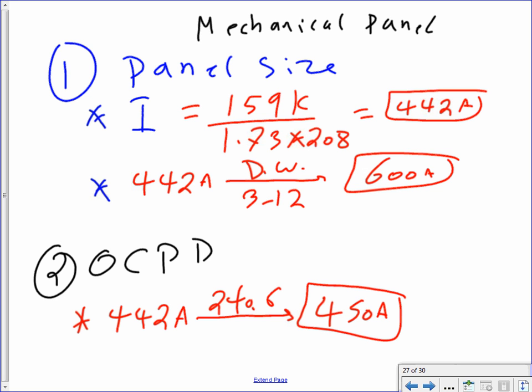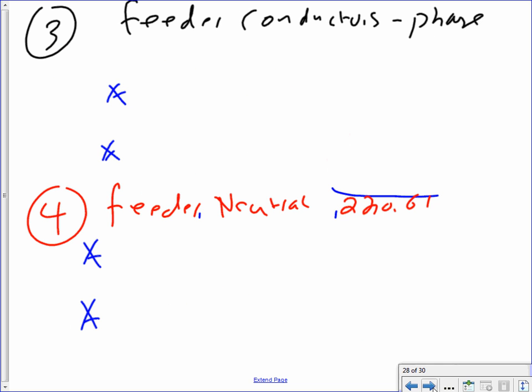So what size panel, Brian, do we have here? It's not a 600 amp code-wise, it's 450. In real life and material-wise, it's a 600 amp panel with a 450 circuit breaker ahead of it. Okay, so let's go size the conductors, gentlemen and ladies.